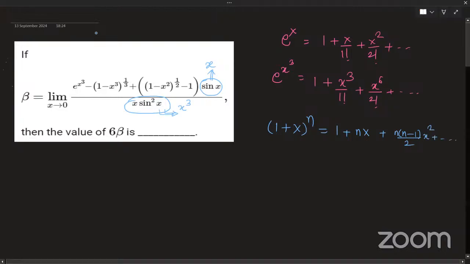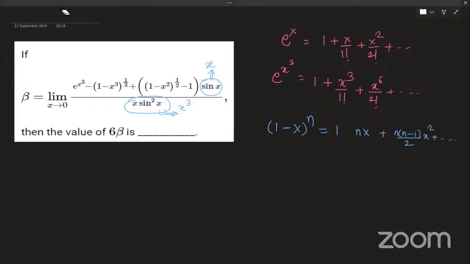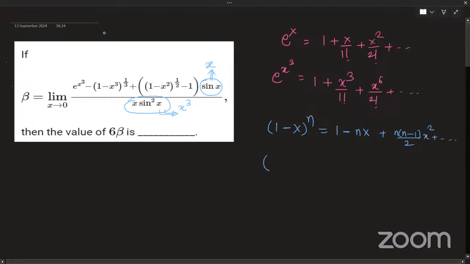x square. Okay. So if you know this, can you tell me what will be 1 minus x raised to n? This was for 1 plus x raised to n. So in place of x, you can just substitute minus x, right? So it will be 1 minus nx. Is this correct, everyone? Okay. So now you need to calculate 1 minus x cube raised to 1 by 3. So in place of x, you substitute x cube, and in place of n, you substitute 1 by 3. So this will become 1 minus 1 by 3 into x cube.